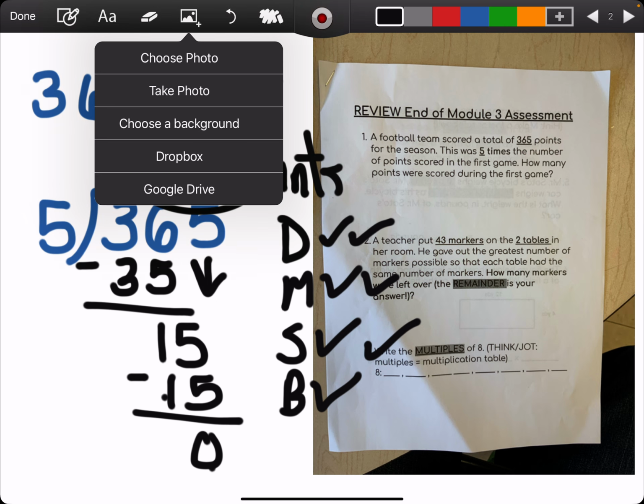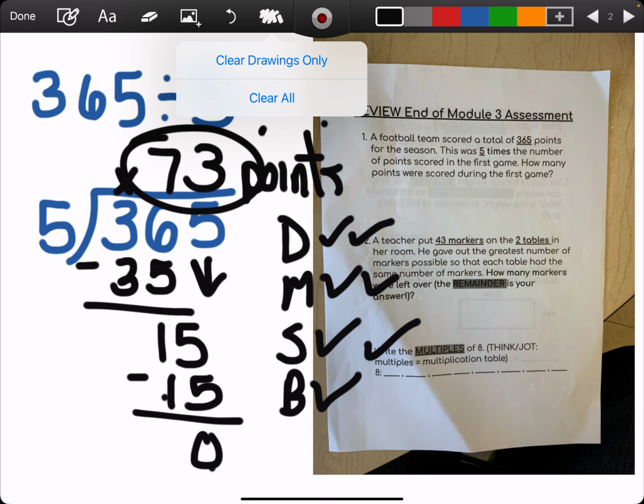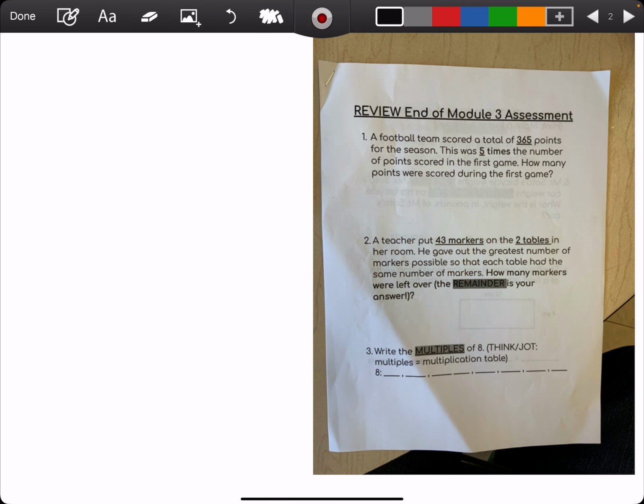All right, so now I'm going to clear the screen, go to number 2. A teacher put 43 markers on the 2 tables in her room. He gave out the greatest number of markers possible so that each table had the same number of markers. How many markers were left over? So we're looking for here how many markers were left over. And when we say what's left over, that's our remainder. So the remainder is our answer here.